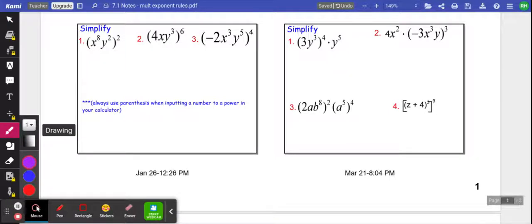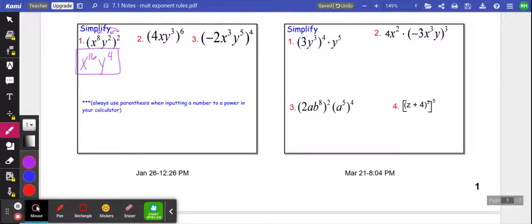So the number on the outside means I distribute to everything on the inside, so x and y, and I'm going to multiply the exponents, just like we do in distributing. So this would give me x to the 16th, y to the 4th. I can't simplify either of those further, so that's my answer.